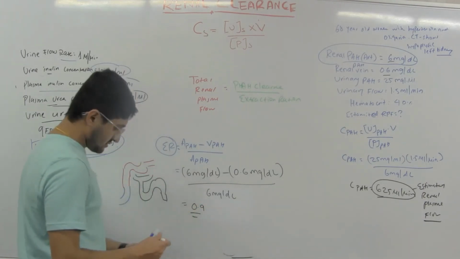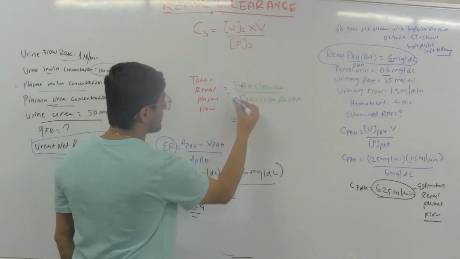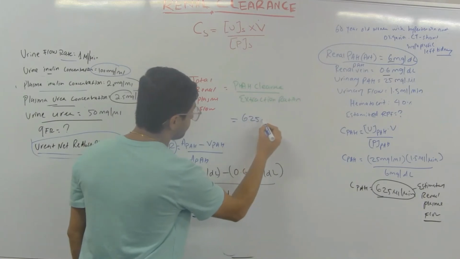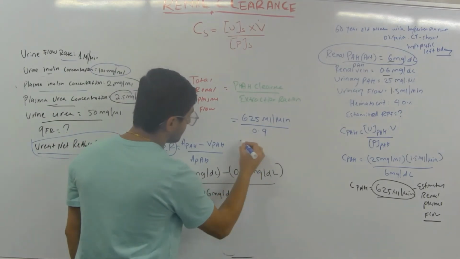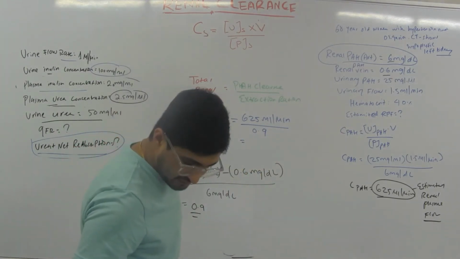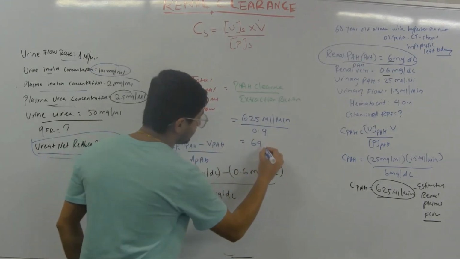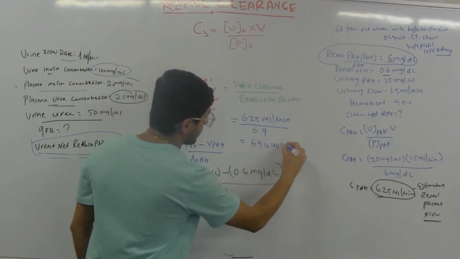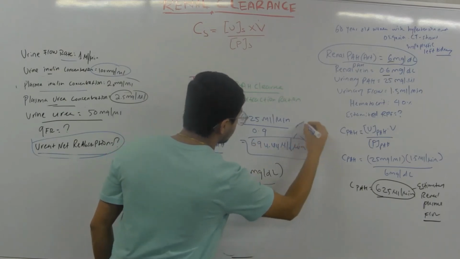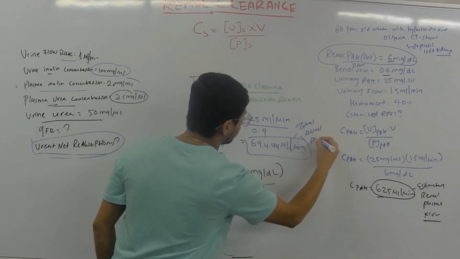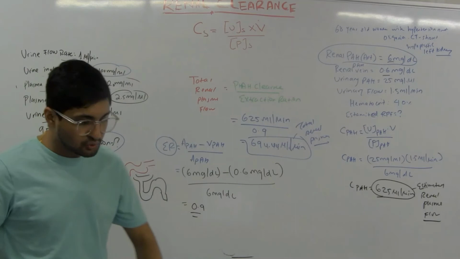Remember how I said? Now, if you come back here, let's plug it into this equation. My PAH clearance was 625 ml per minute, divided by my extraction ratio of 0.9. What is that going to give you? 625, I'm using a calculator, divided by 0.9, will give you 694.4 ml per minute. And this is my total renal plasma flow, or you can simply say it is the true renal plasma flow, and this is how you can calculate the true renal plasma flow.